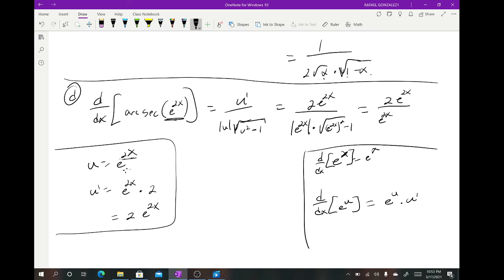Okay? And you're still multiplying this by the square root of e to the 4x minus 1. You could cancel the e to the 2x and you get 2 over square root of e to the 4x minus 1. And that will be your solution.